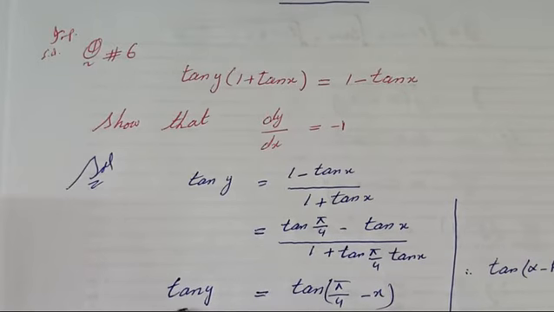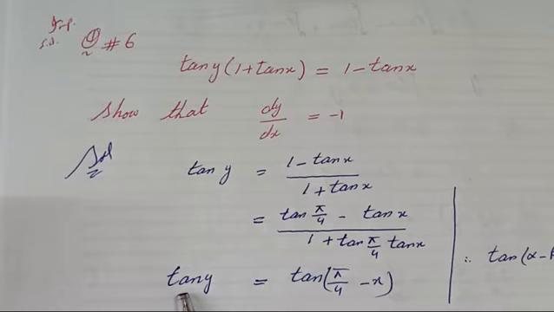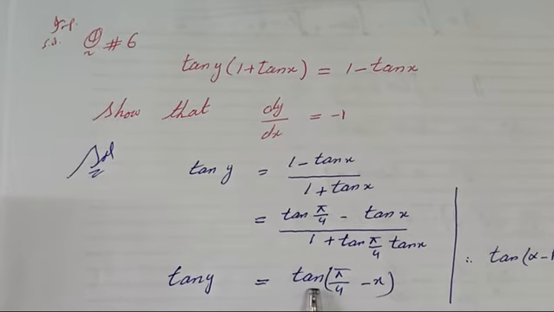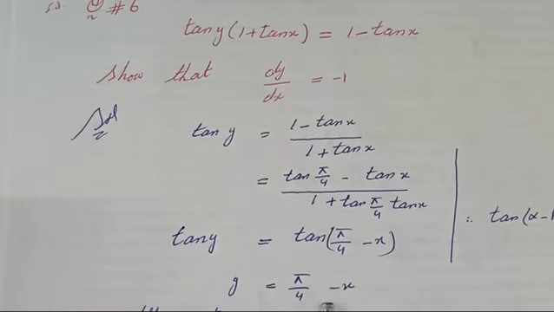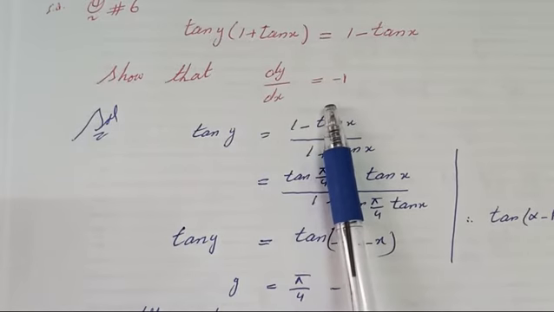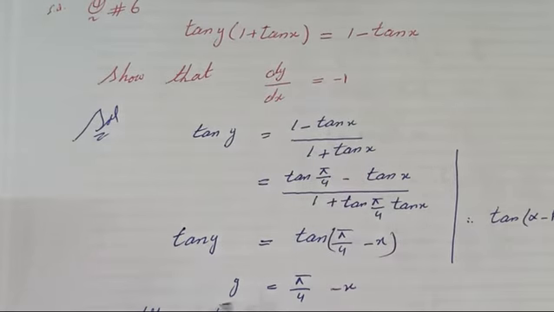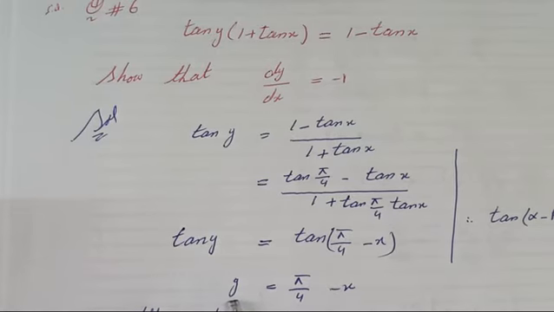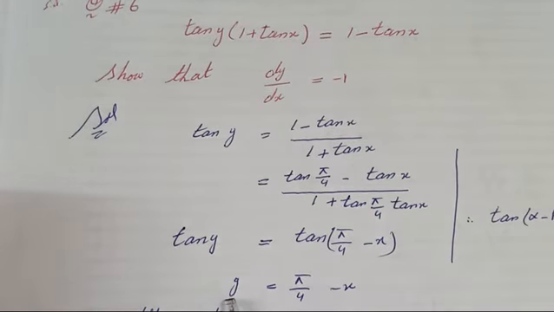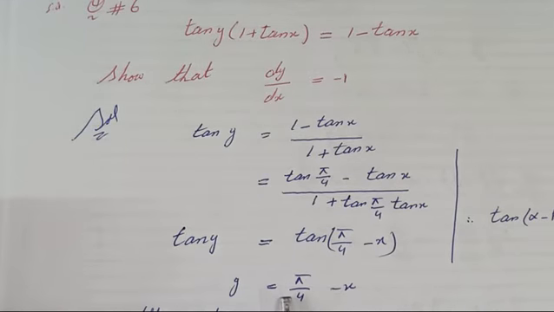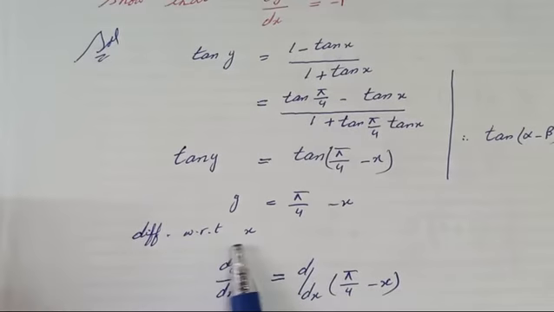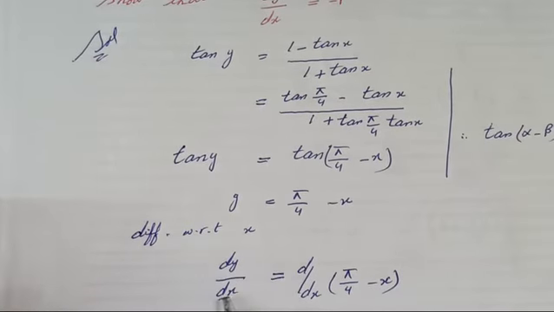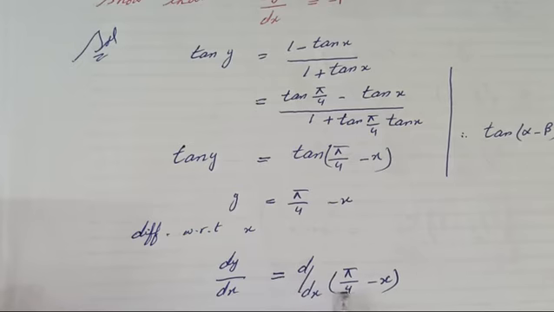Now tangent is present on the left hand side and this tangent cancels out with the tangent on the right hand side, and the left behind term is y is equal to pi over 4 minus x. Now differentiate to prove that dy over dx is equal to minus 1. Take the derivative with respect to x on both sides. So the left hand side becomes dy over dx, while the right hand side is d over dx of pi over 4 minus x.